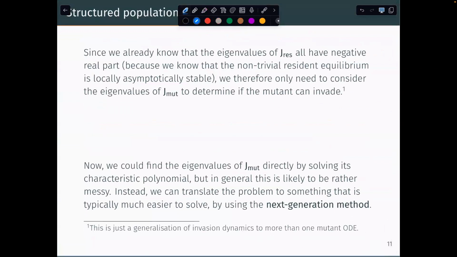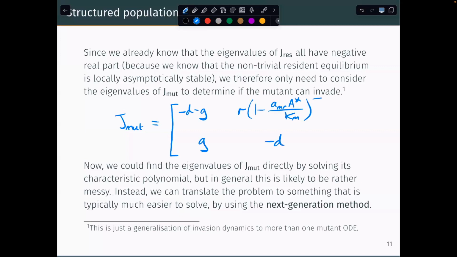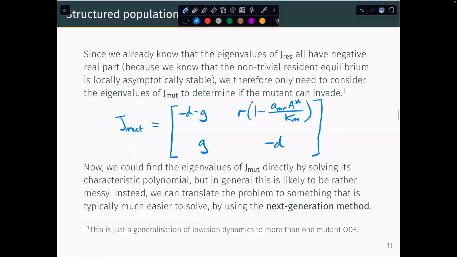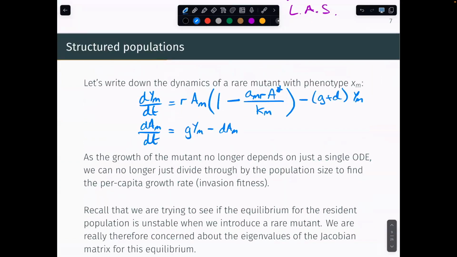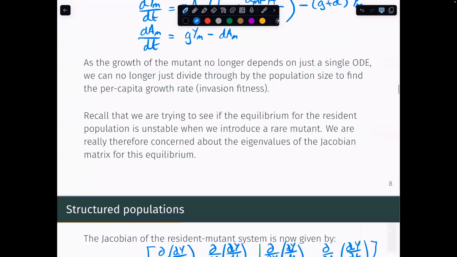So we just need to look at our mutant Jacobian, and for our model that we've got here, we're going to have minus d, minus g, r times 1 minus AMR A star over KM, G and minus D. This Jacobian just comes from looking at the partials of these mutant dynamics, with respect to YM and with respect to AM.